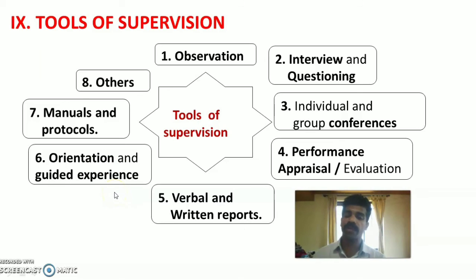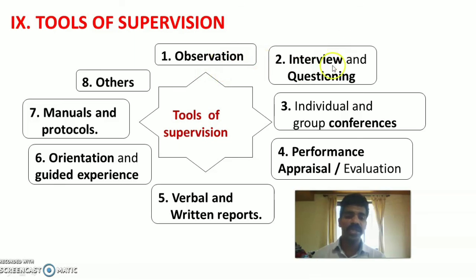So orientation program, induction program at the beginning to get the orientation of the workers or employees in relation to the activities or functions of that particular organization or institution. Then manuals and protocols. So procedure manuals and protocols is another tool for supervision to supervise the work of the different employees or workers and others. So the important tools for supervision, there are 7 important tools, and we have many other tools also that can be used by the supervisor in supervision.